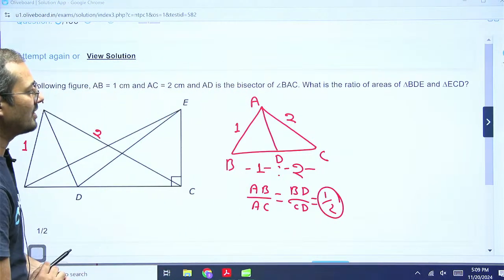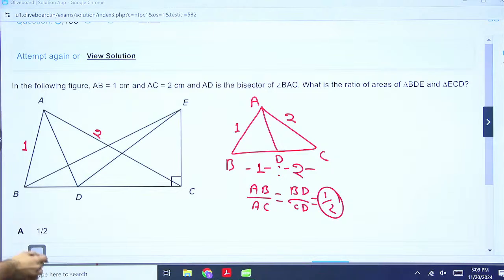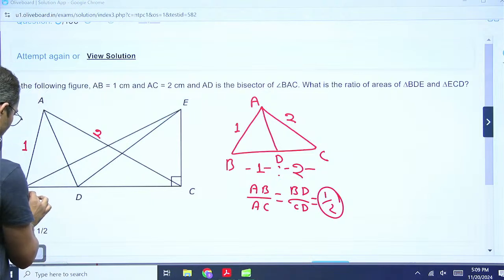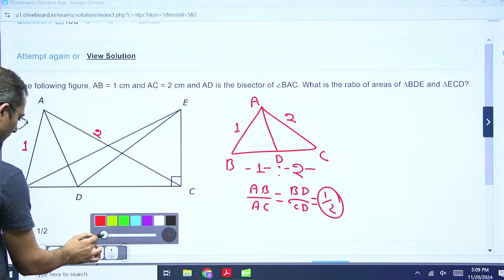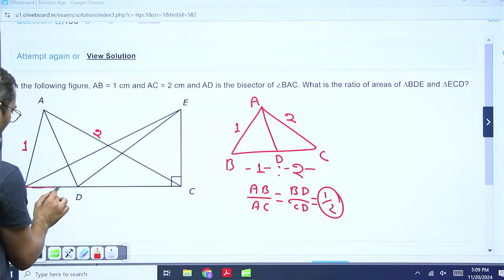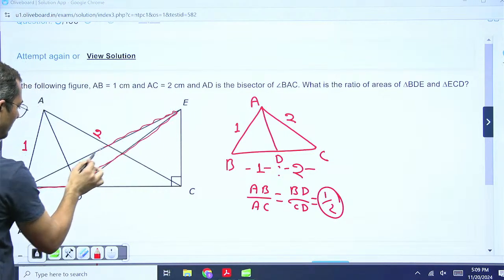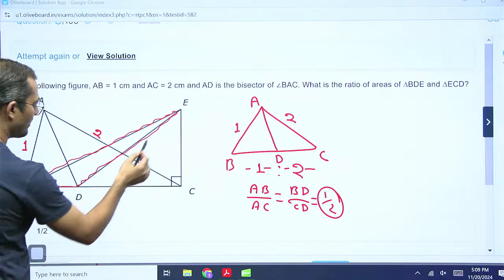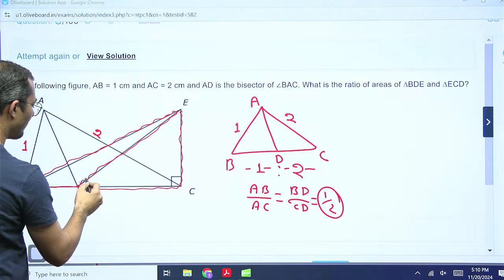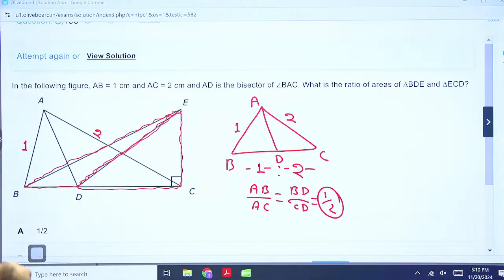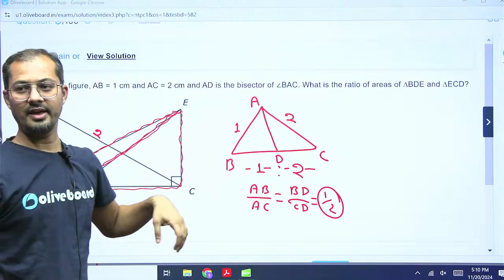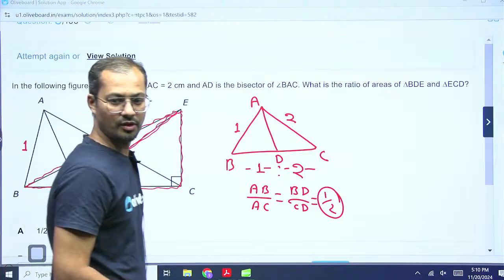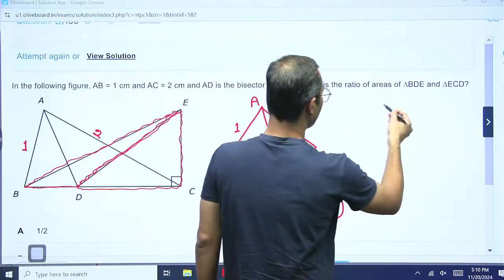What is the ratio of the area of triangle BDE and ECD? See, when we have two or more triangles where the height is the same, their areas will be in the same ratio as their bases, right? In the same ratio of base.